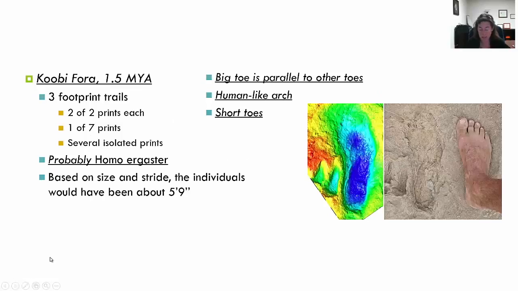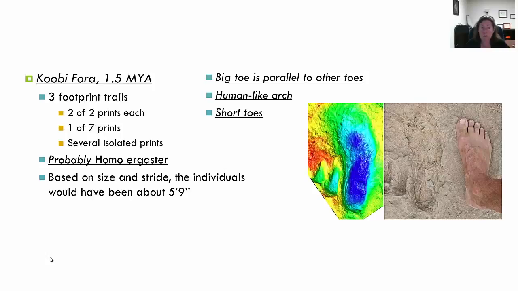Another area where we have evidence for bipedality is the footprints from Koobi Fora. These are much more recent. They're at 1.5 million years ago, and they are 3 footprint trails, 2 of 2 prints each, 1 of 7 prints. We also have several isolated prints.